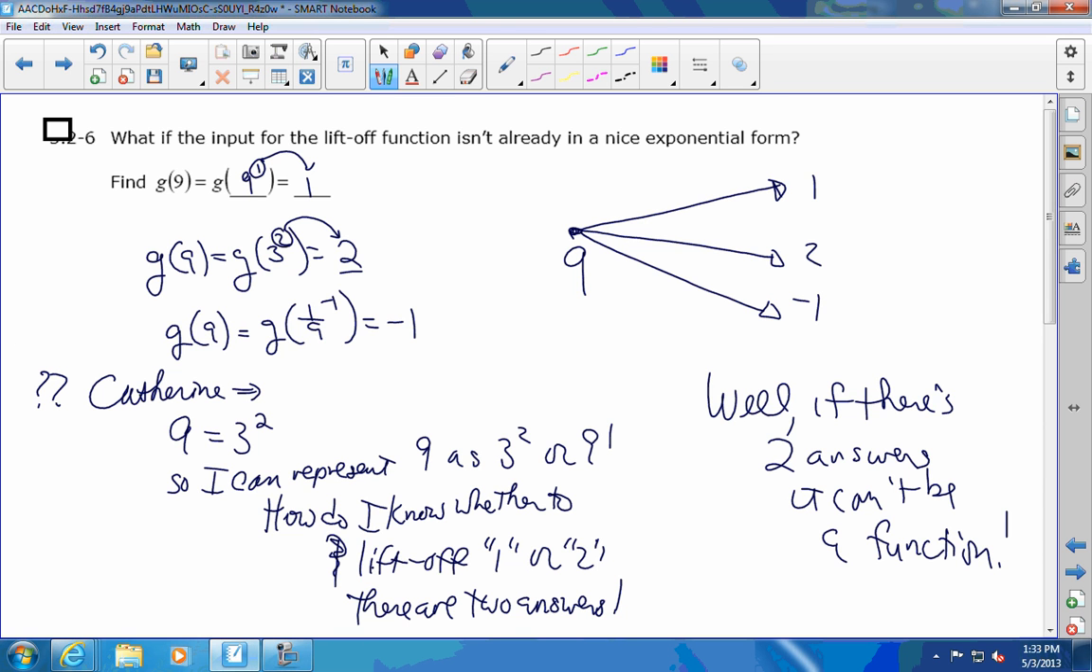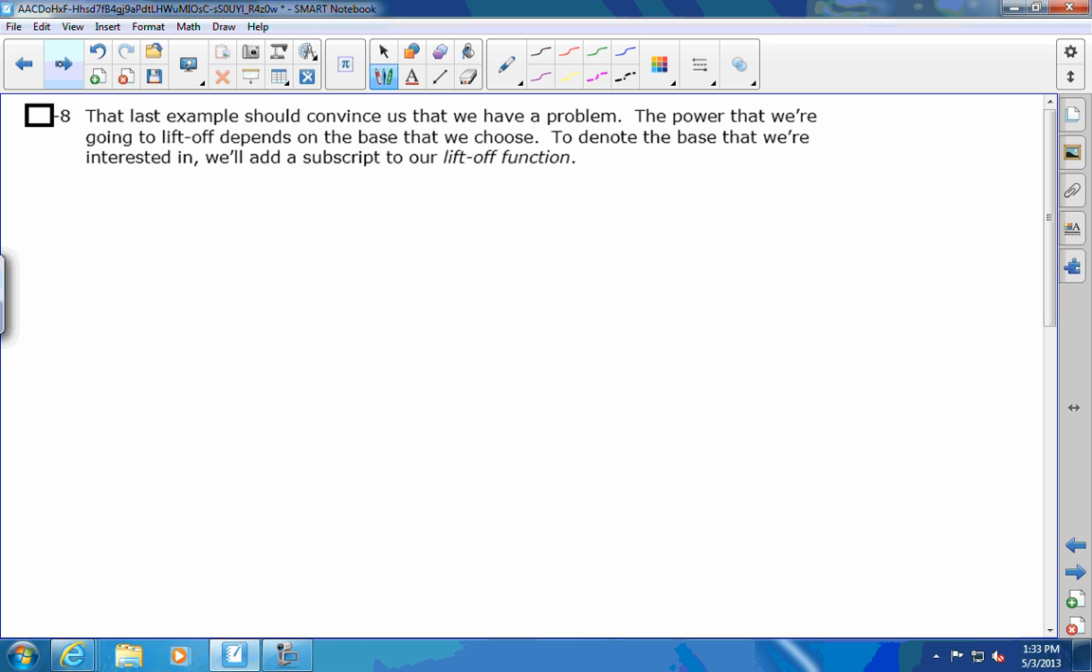So we're going to skip the next problem, and we're going to go right in to what we need to do. So Catherine, you want to read that for us? That last example should convince us that we have a problem. The power that we're going to lift off depends on the base that we use. To denote the base that we're interested in, we'll add a subscript to our liftoff function. It depends on the base we choose.